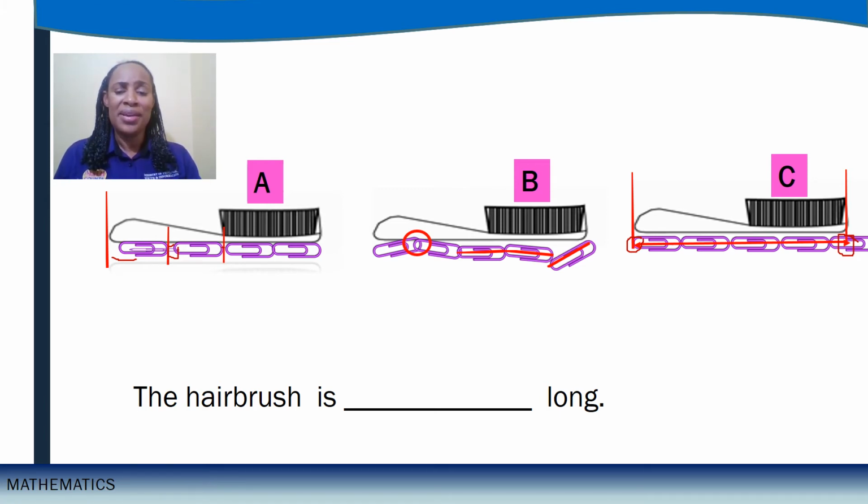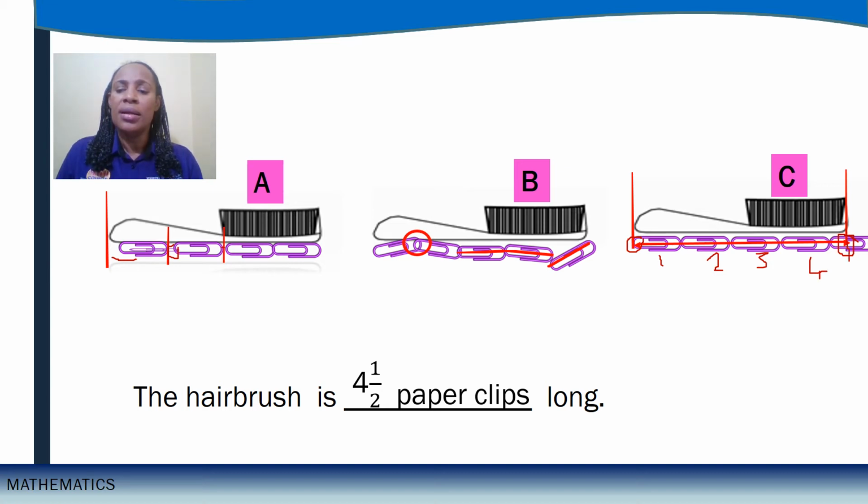Great job, boys and girls. The hairbrush is 4.5 paper clips long. And we say 4.5 because here we have 1 and 2 and 3 and 4 paper clips. But for this paper clip here, we notice that it is right here along the end point, which is just about half of the paper clip. So we say the hairbrush is about 4.5 paper clips long.